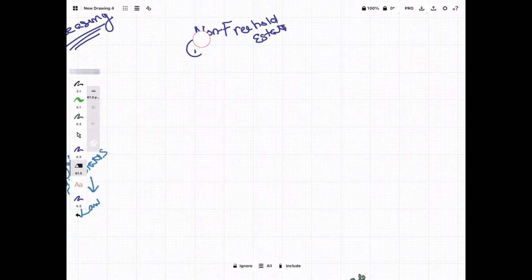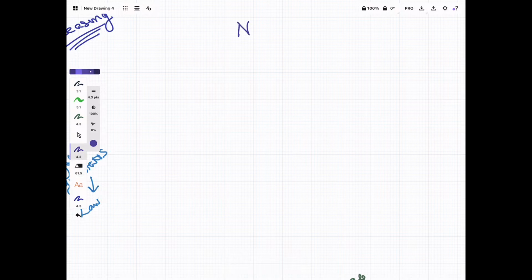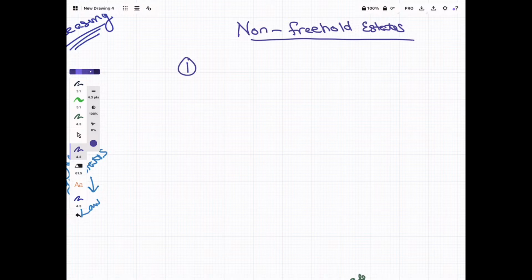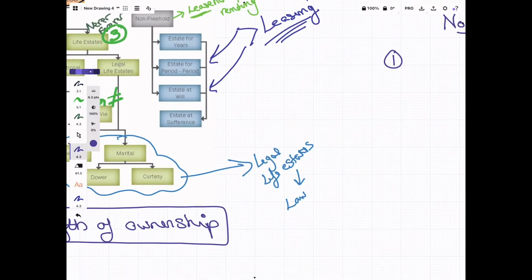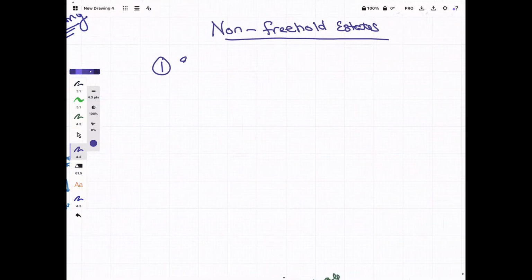You know, that's just awful. I can do better than that. We have our non-freehold estates. Number 1 is, see this? Estate for years. Otherwise known as an estate for term.